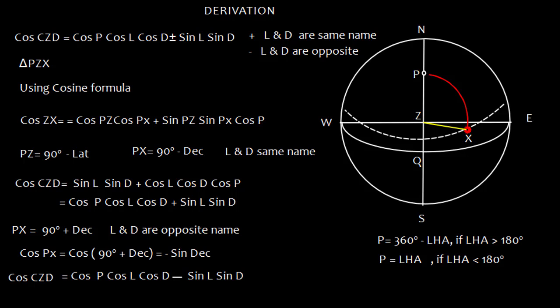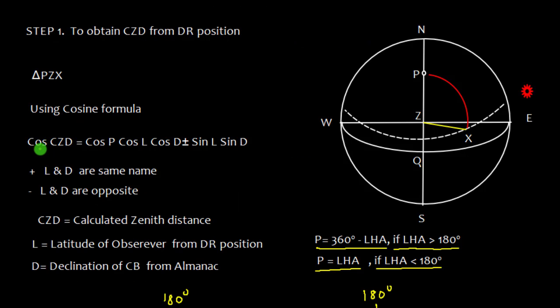So we arrive to this formula that cos of calculated zenith distance is cos P, cos L, cos D plus or minus sin L, sin D. The plus means latitude and declination are of the same name, and minus we take when both are opposite.